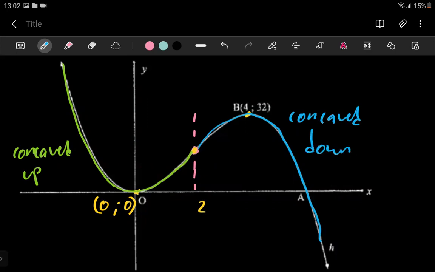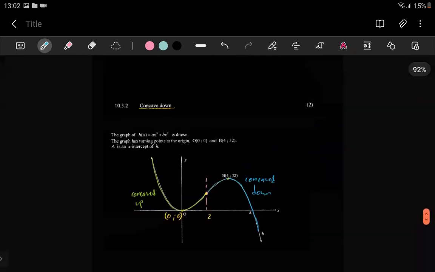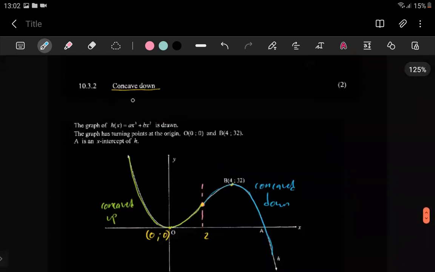So if this question is asking where this graph is concave down, you're just going to say it's concave down where your x values are bigger than 2, because everywhere the x values are bigger than 2, you can see this proportion. And that's your answer. It's going to give you 2 marks.